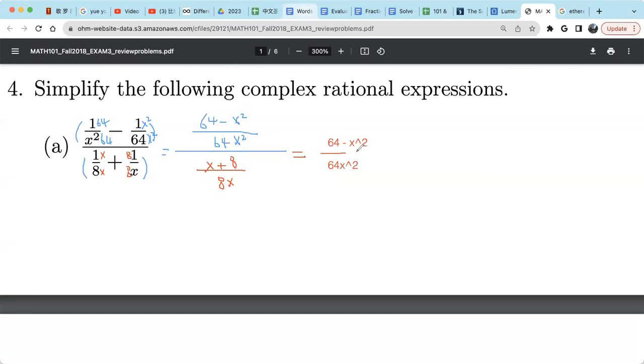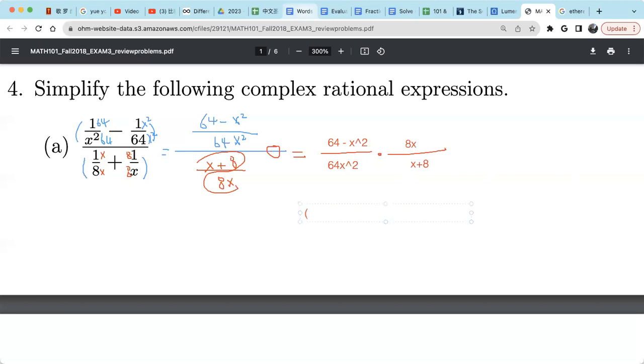That's our numerator. Then this long bar is a division sign, right? Division sign, we can change to be multiplication. Then we flip the numerator and denominator. So the 8x becomes a numerator, and the x plus 8 is in the denominator. We observe, we see 64 minus x squared can be factored, right?